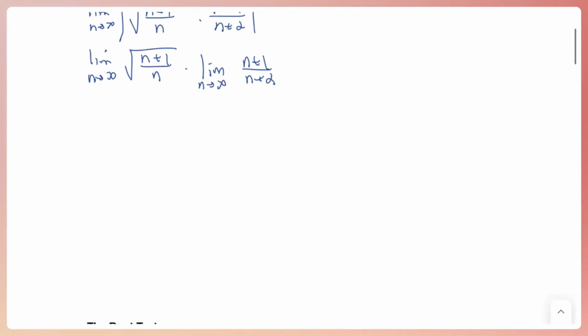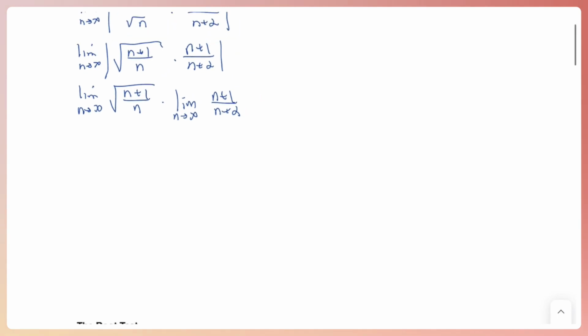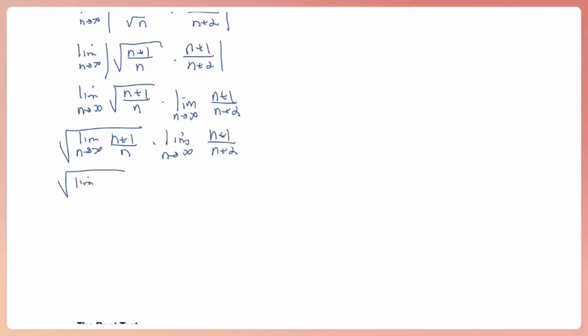And now we're going to do the limit as n goes to infinity of the square root of n plus 1 over n. Well, that's the square root of the limit as n goes to infinity of 1 plus 1 over n, which we already figured out to be 1, times the limit as n goes to infinity of n plus 1 over n plus 2. For this second one, we'll use our end behavior model, and we can use our coefficient method here. So that limit is going to be equal to simply 1. And so I have 1 times 1, which is 1.